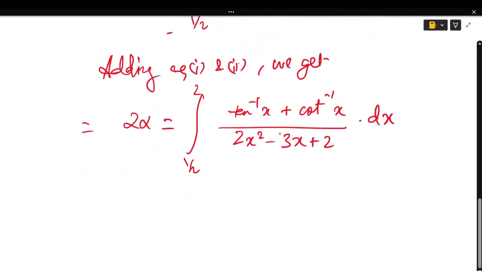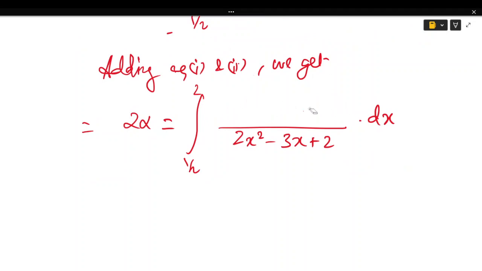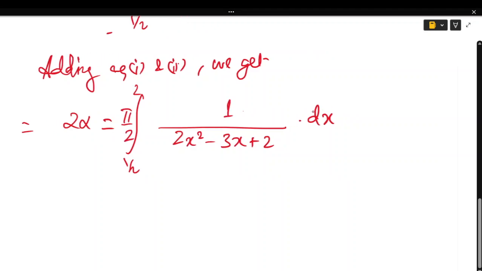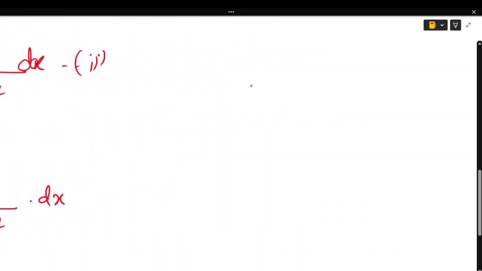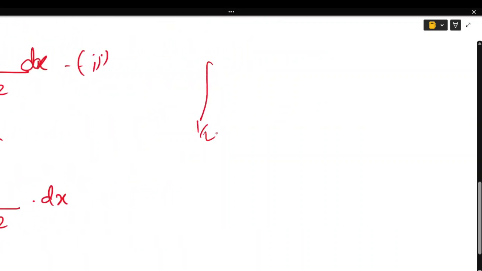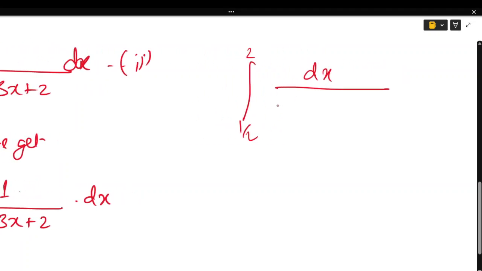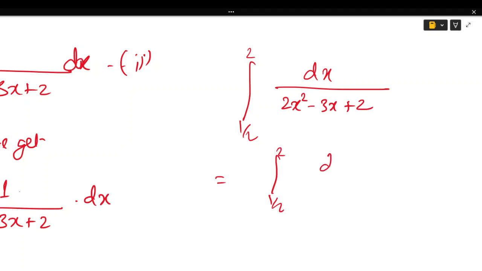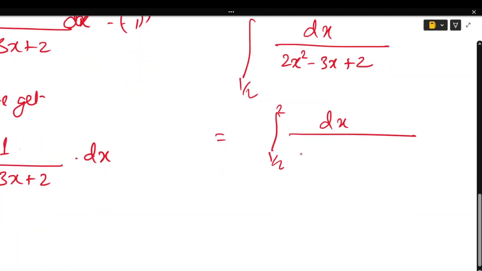And the well-known inverse trigonometric formula, we know that tan inverse plus cot inverse is nothing but simply pi by 2. So pi by 2 can be taken outside the integral. Now we need to just solve this integral value. So 1 by 2 to 2 dx by 2x square minus 3x plus 2. Now we can see it can be factorized. So after factorization you get as x minus, it will break into minus 4.